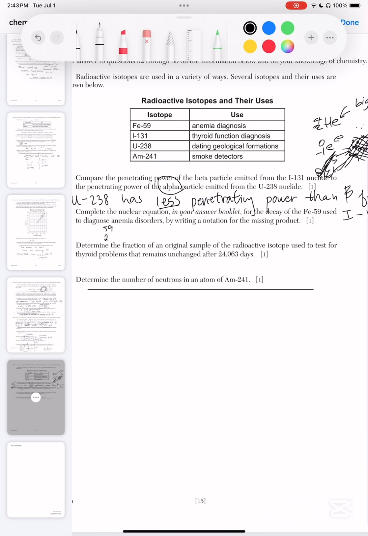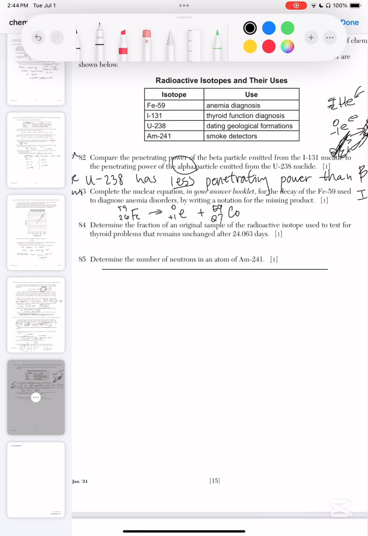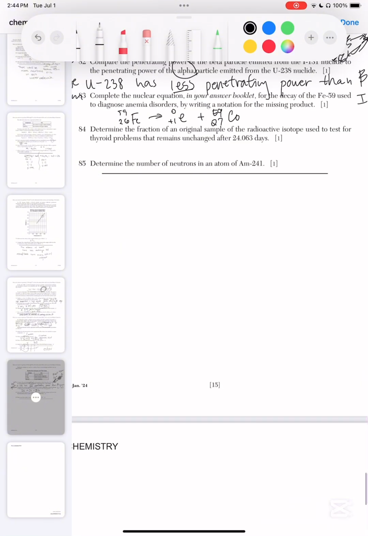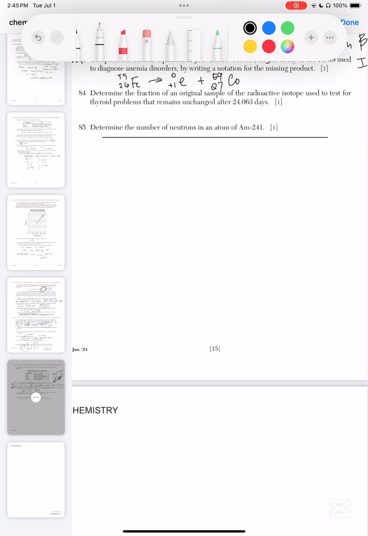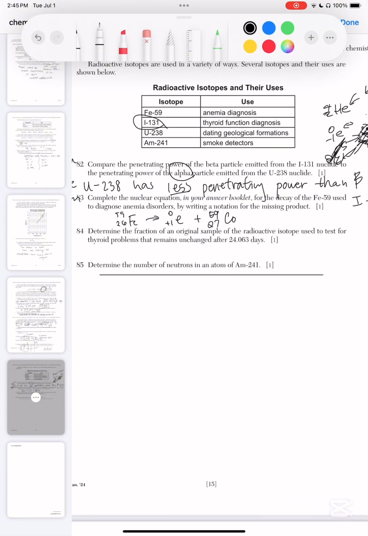Alright, so decay. Don't have the answer booklet again, but I'm just assuming that it's just asking for a basic reaction. So iron 59, iron is 26, not 27. Iron 59 decay mode is positron emission. So you would add 0 plus 1 e, and then that makes cobalt 59, because 26 plus 1 is 27, and cobalt is element number 27, and then the mass number doesn't change because positron emission doesn't change the mass of the product. So yeah.